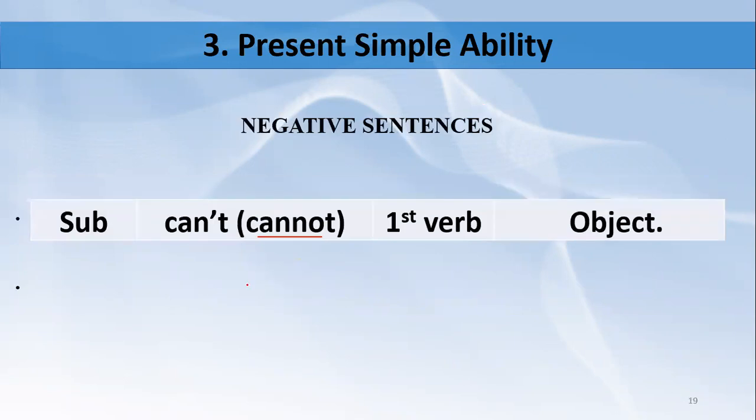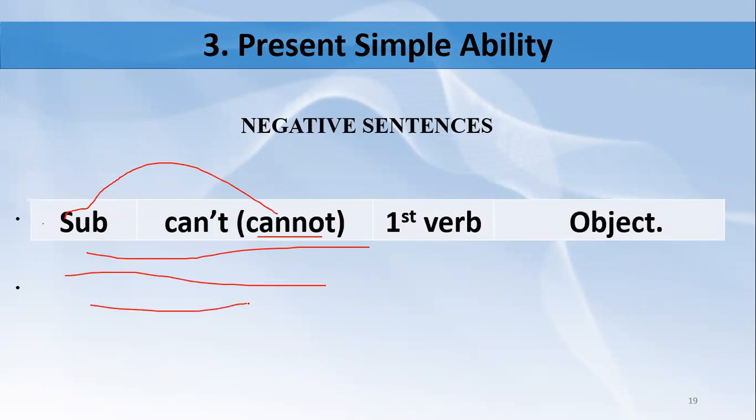Then we have the interrogative structure. Simply move can to the beginning of the sentence, and you may say, can we do this? Can he do this? Can she do this? Yes, any question?